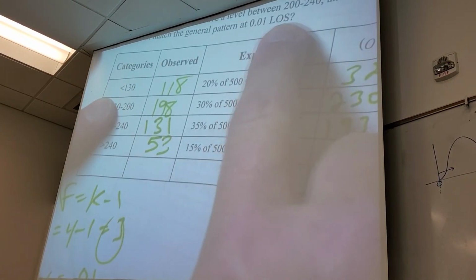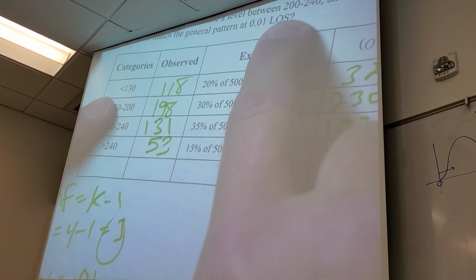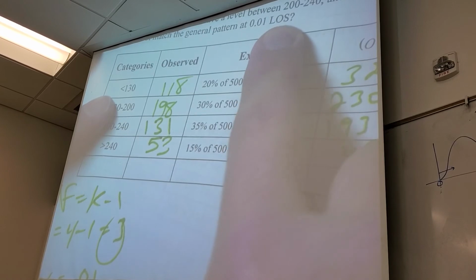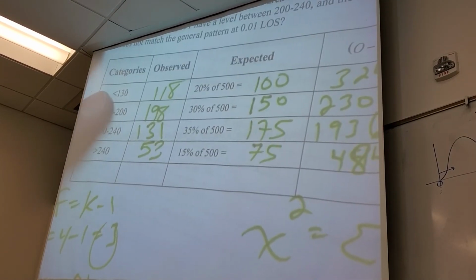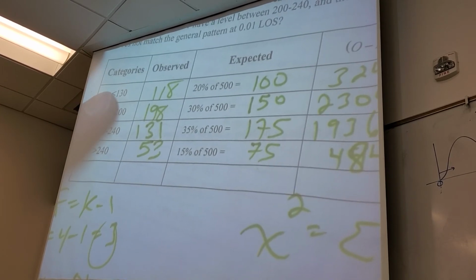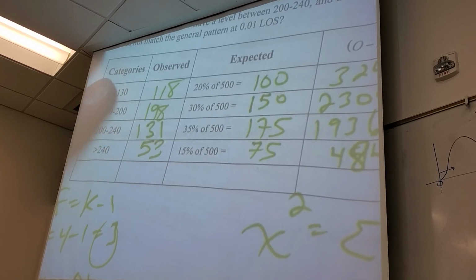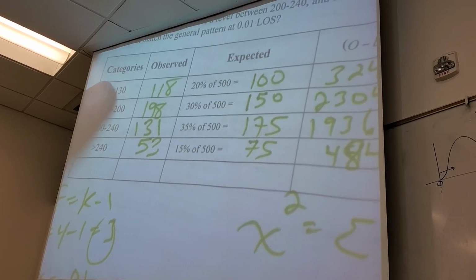What does LOS mean again? Los Lobos. No, not line of sight. Not linguine or spaghetti. No. Level of significance. Level of significance. No, that's silly. No, that's the one.